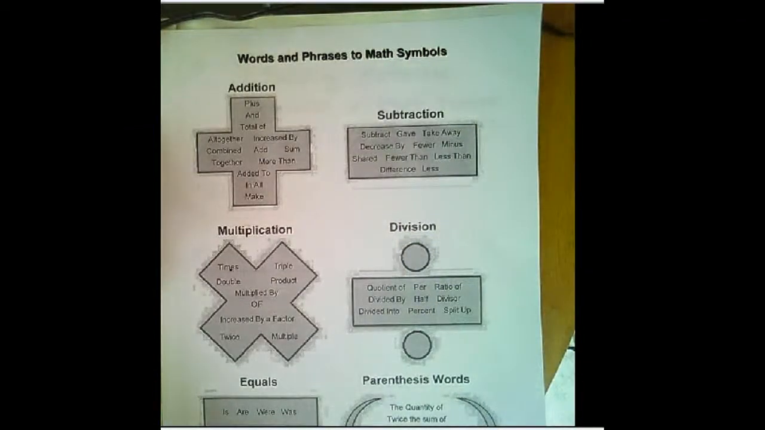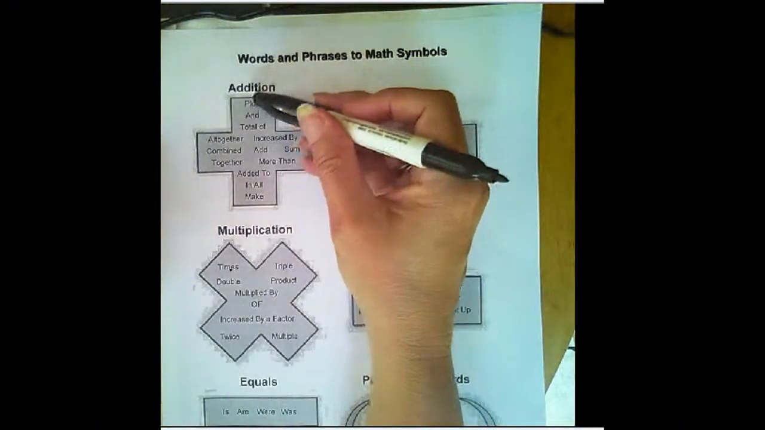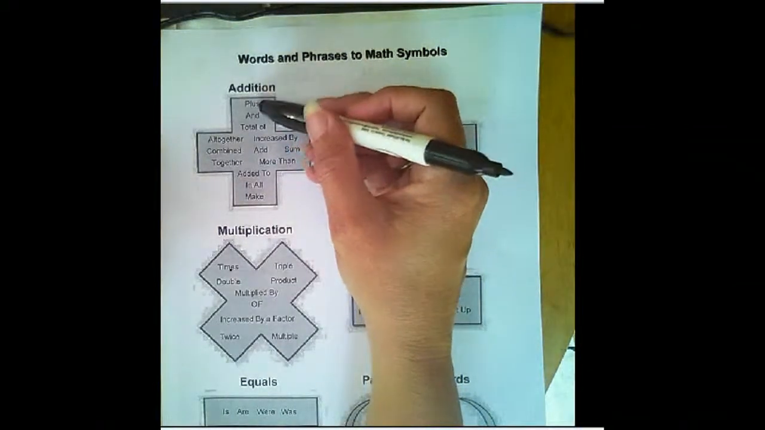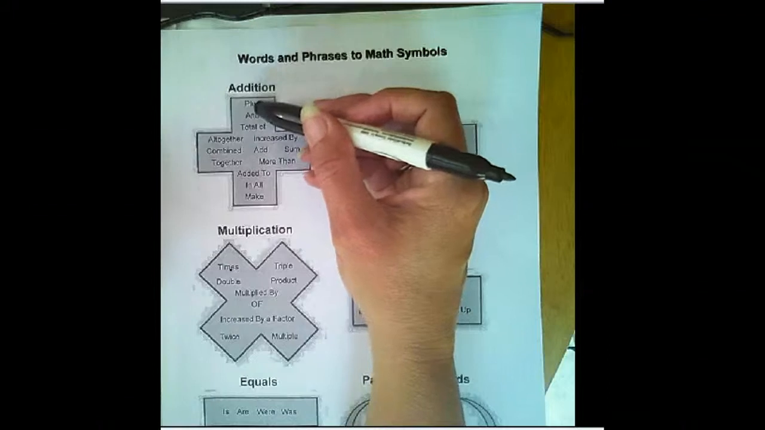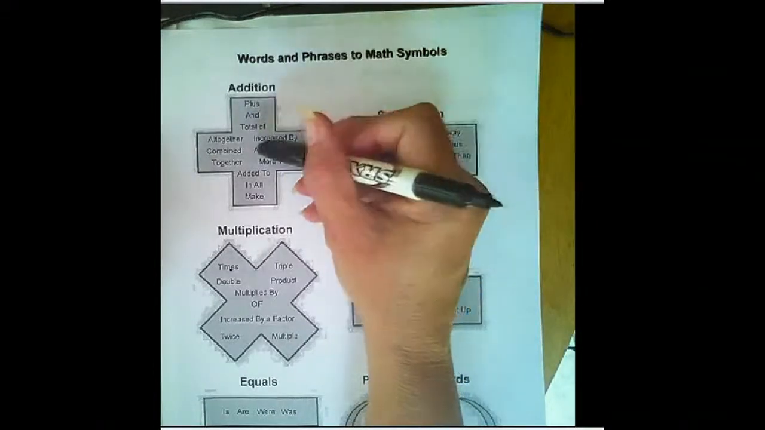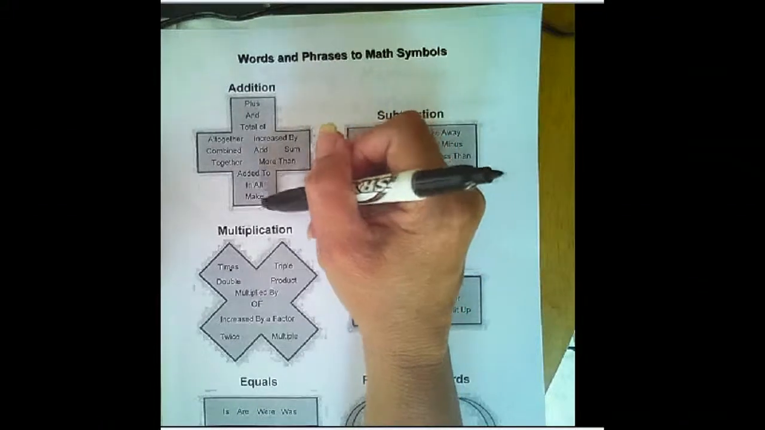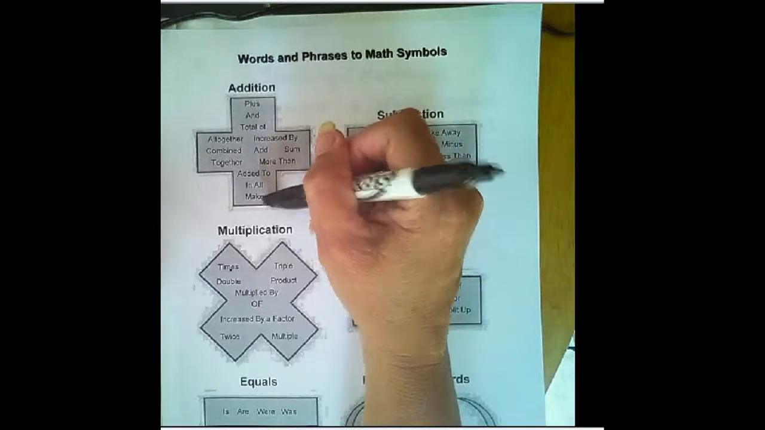If we are adding, you might see the word plus or and, or a total of, altogether, combined, together, increased by, add, some, more than, added to, in all, or make. Let's look at an example of that.